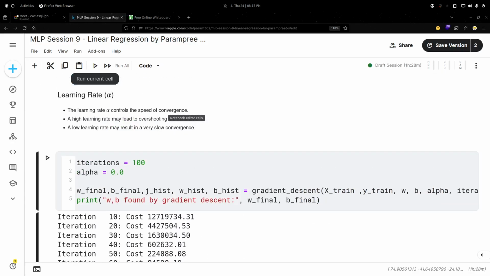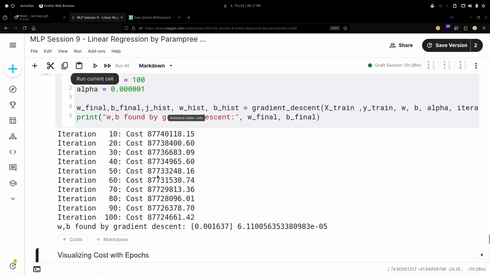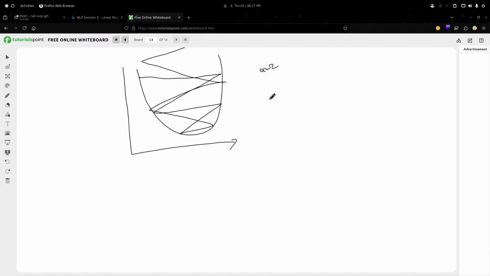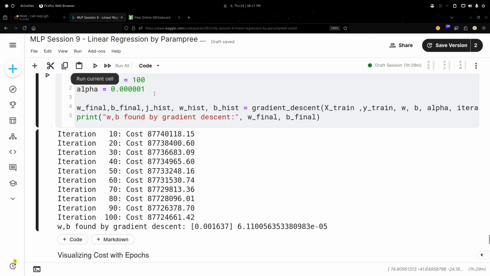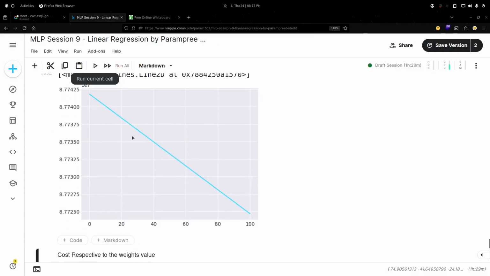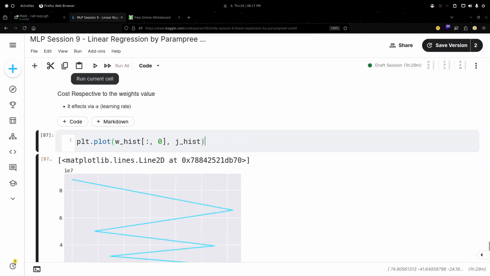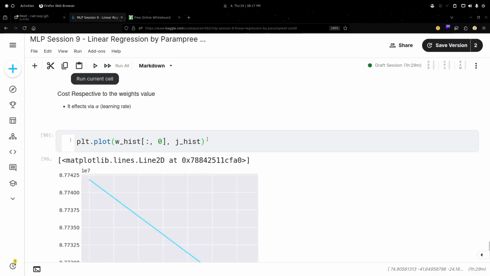Now let's suppose I set alpha to a very small value, this is 10 raised to the power minus 5, you can say. Okay. Now also the cost is the same. Why? Because it is taking very small steps. If I set alpha to a very small value, like I have set here 0.0001, and this is the graph, it will take very small steps like this. Okay, so we should set alpha to some good value which should decrease our cost effectively.